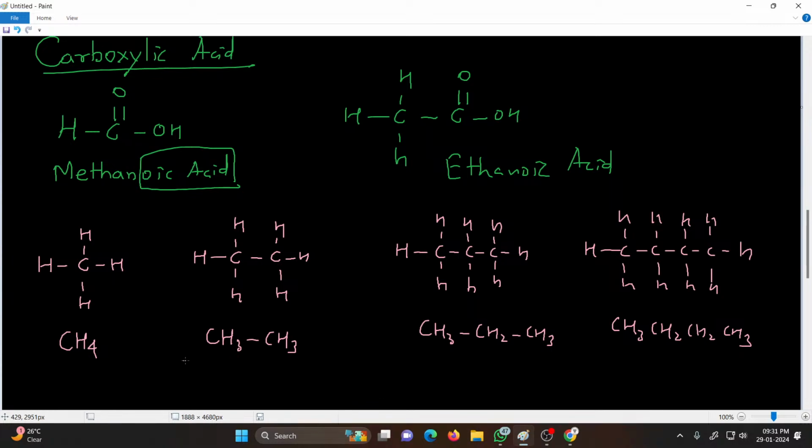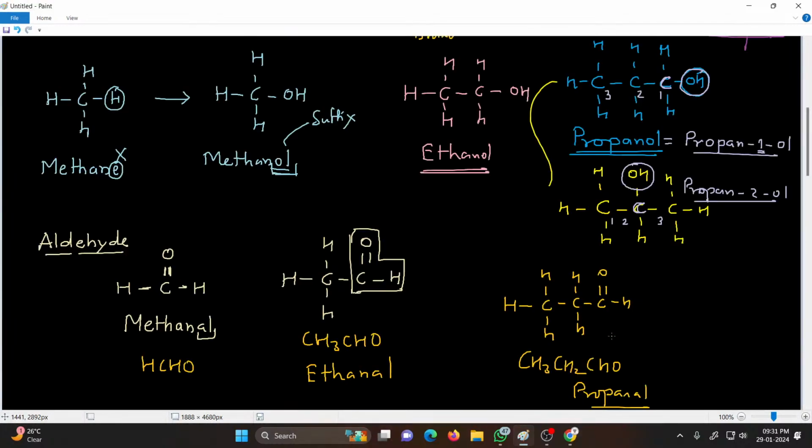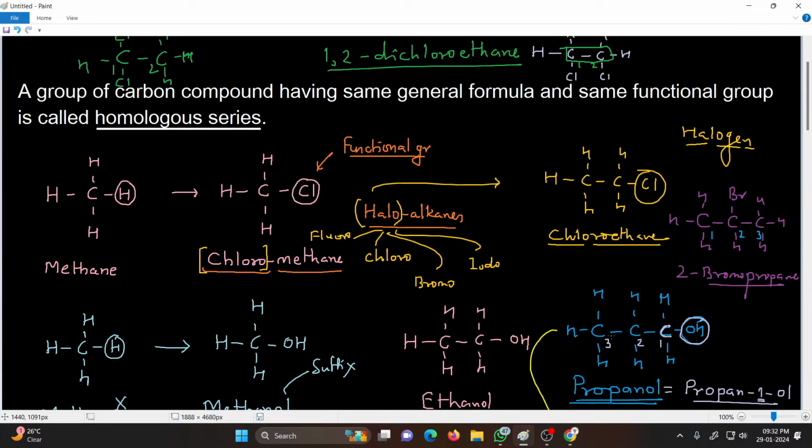Here you can see one CH2 is added. If you write CH4, and in that if one CH2 is added, it gives you C2H6, and if you look at this formula, it is actually C2H6. So one CH2 is added here. Again here it is clearly seen that one more CH2 is added. Again you can see that one more CH2 is added. So each next member has an additional CH2 group. So such a series of compounds we call a homologous series. It's a group of carbon compounds having the same general formula and the same functional group.